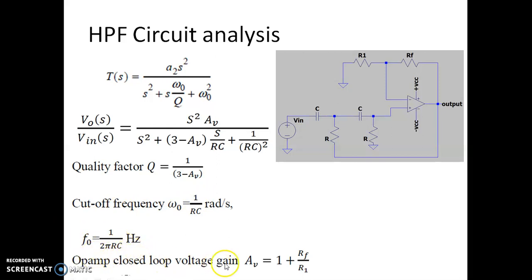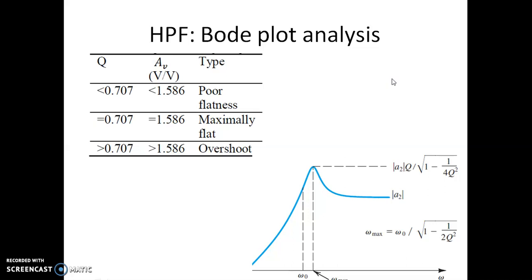The op-amp closed loop gain happens to be 1 plus RF by R1. So this is the circuit, and 1 plus RF by R1 happens to be the gain of this circuit. We know that depending on the value of Q, the frequency response of the system will have a maximally flat response, it will have poor flatness, or it will have an overshoot. So that's what we are seeing here.